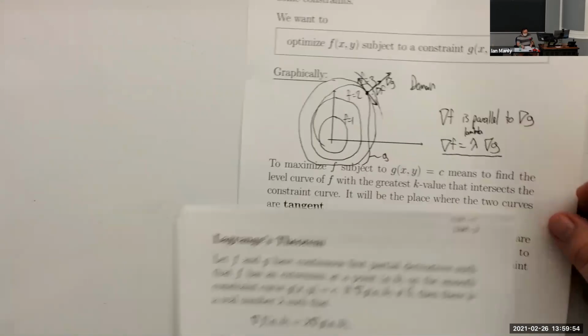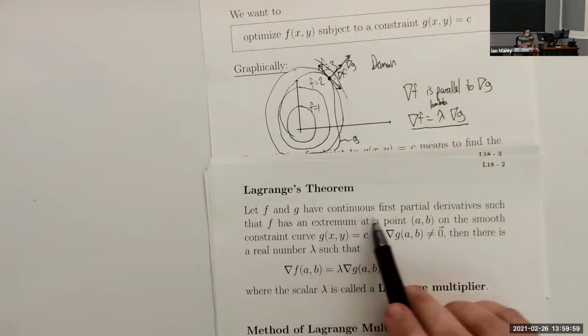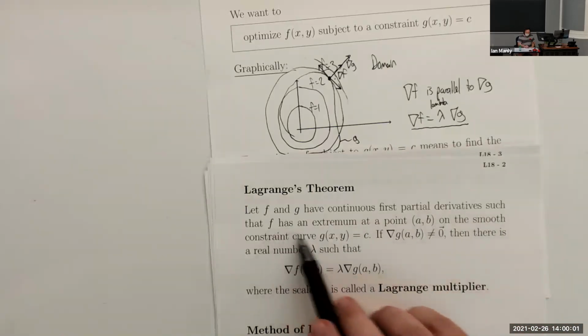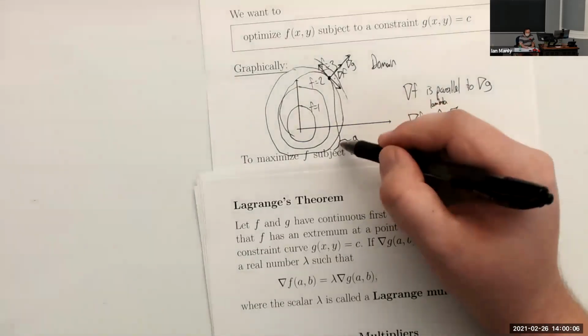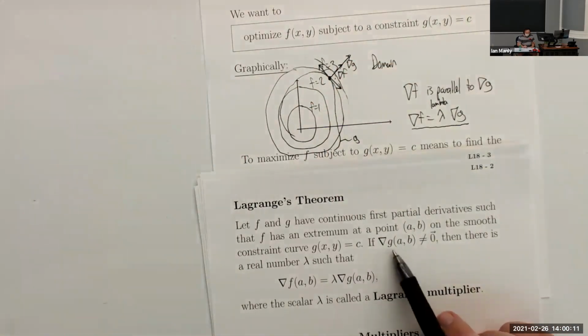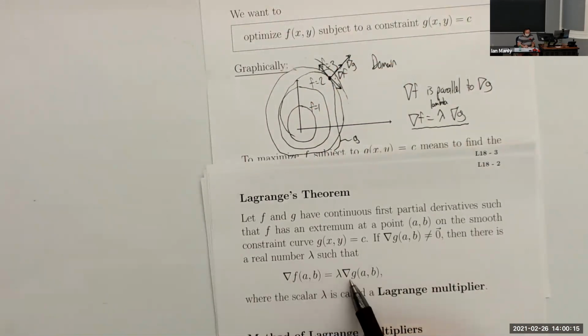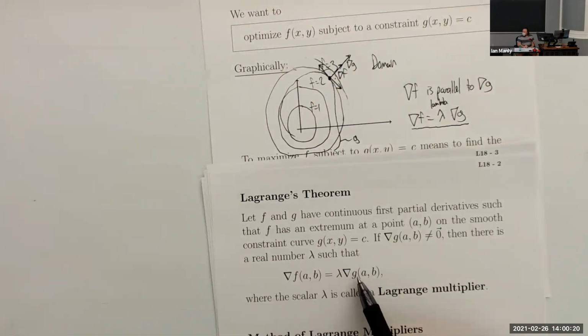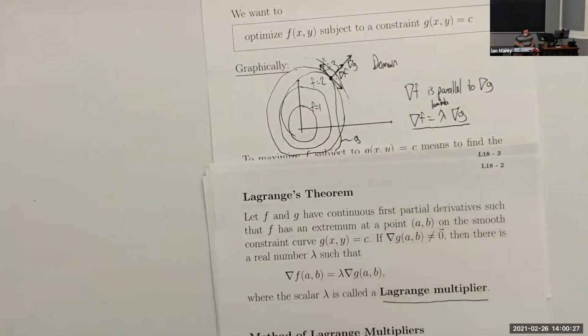Okay, and the next theorem right here is essentially just summarizing what I just said. So suppose f and g have continuous first partial derivatives such that f has an extremum on the smooth constraint curve g. So remember, we need to be on this curve g. That was one of the main points of this. So if the gradient of g is non-zero, then there's a real number lambda such that the gradient of f is a multiple of the gradient of g right here. All right, and then the scalar lambda is called the Lagrange multiplier.